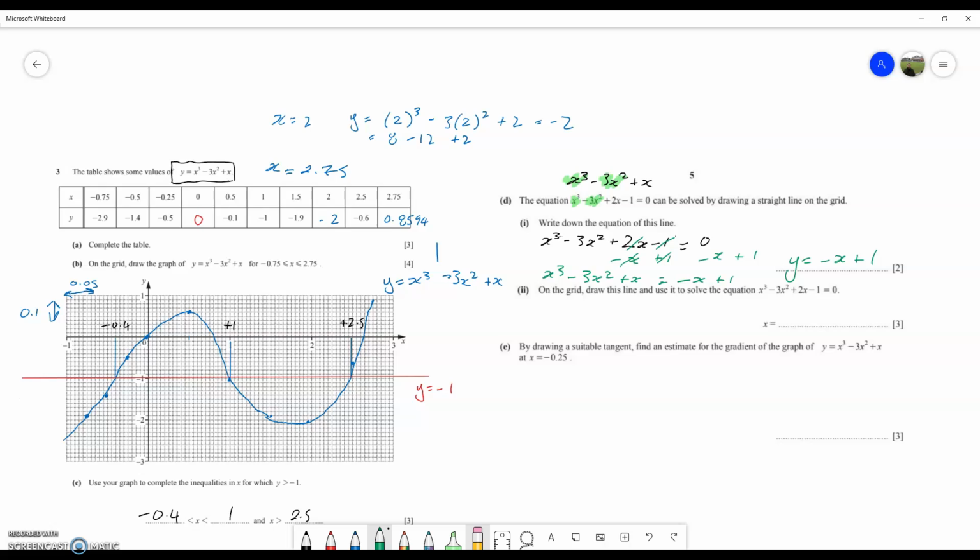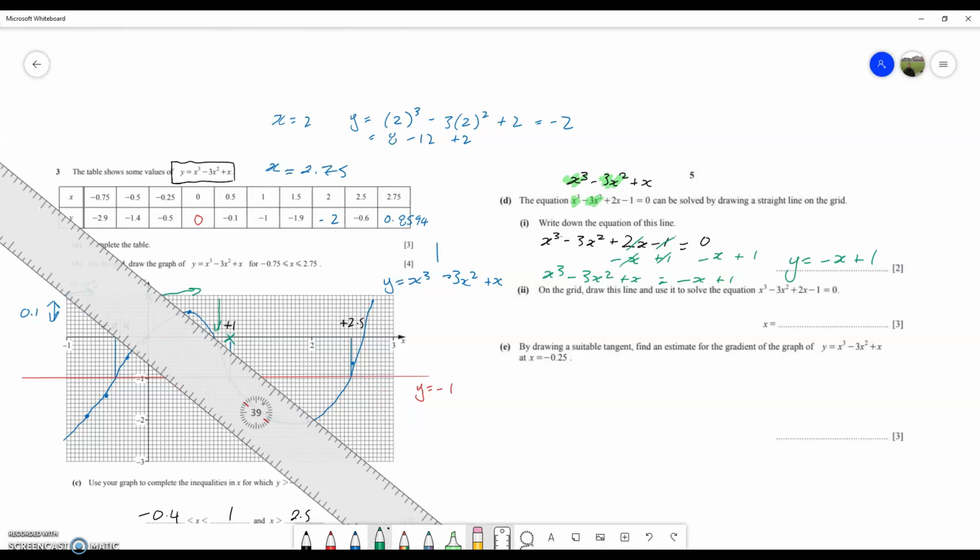Okay, what we can do for the second part on the grid, draw this line and use it to solve that equation. So if I do this straight line where it intersects with the original function, that will give me the answers or the answer for x. So the key thing is remembering how to draw a straight line. Start off with the y-intercept, which in this case is plus 1, and then using the gradient we can go with the run being 1 and the rise, in this case going downwards, is 1 as well, meaning that we end up with a second point there.